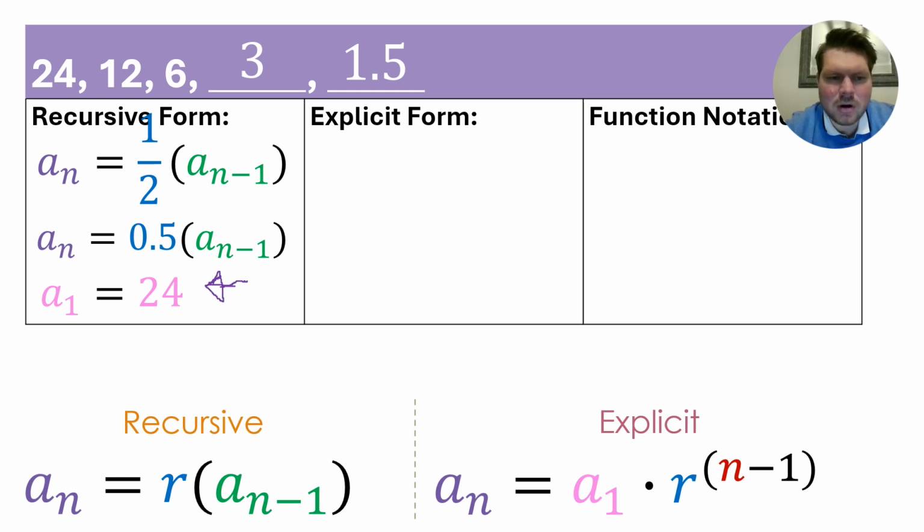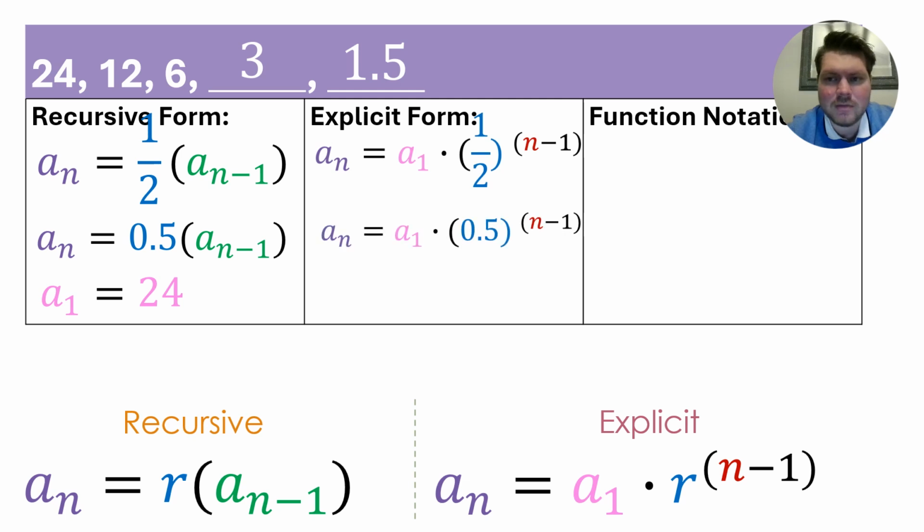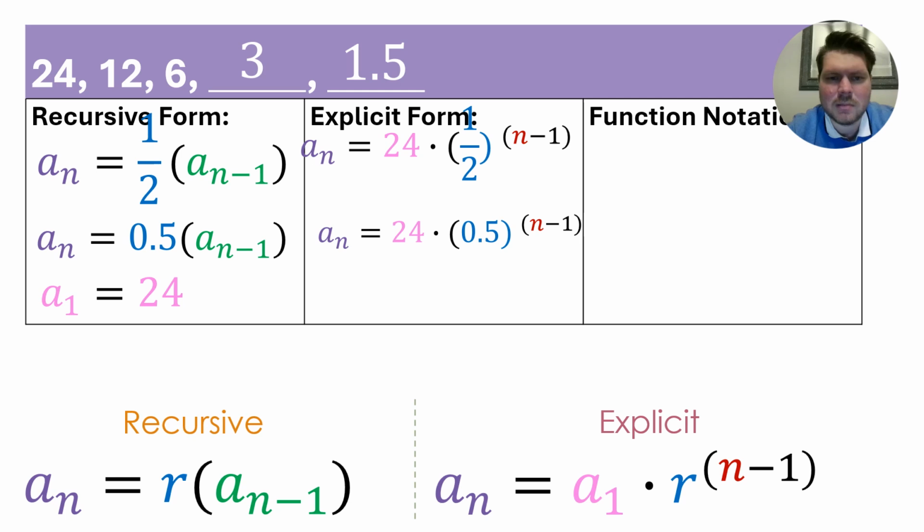You can think of it as part of the formula, but it technically doesn't have to be there, I guess, or isn't part of the formula. I don't know, it's kind of funky. Explicit, it is part of the formula. So I'm going to put my A1 and my R. My R, again, you can put 1/2 or 0.5, but A1 should be 24 because that's what it's multiplying by each time. Okay, so then for function notation, I want to put this in the original type of equation.